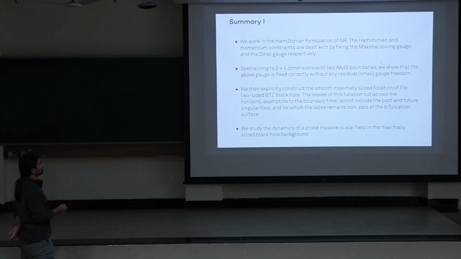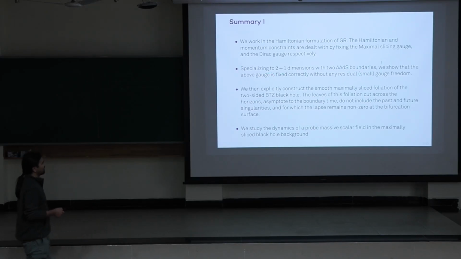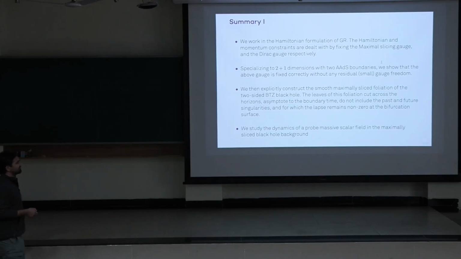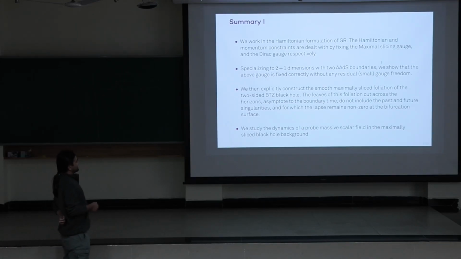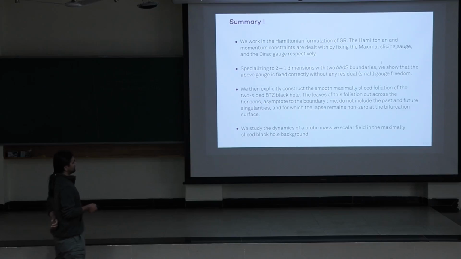The Hamiltonian and momentum constraints are dealt with by fixing the maximal slicing gauge and the Dirac gauge respectively. So specializing to 2+1 dimensions with two asymptotically AdS boundaries, we show that the above gauge is fixed correctly without any residual gauge freedom. We then explicitly construct the smooth maximally sliced foliation of the two-sided BTZ black hole. The leaves of this foliation cut across the horizons and asymptote to the boundary time. They do not include the singularities, and the lapse always remains non-zero everywhere, including at the bifurcation surface.